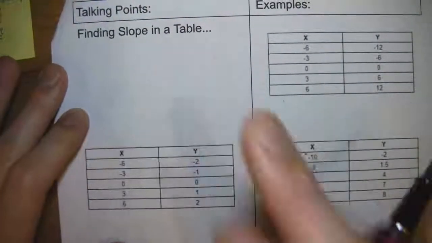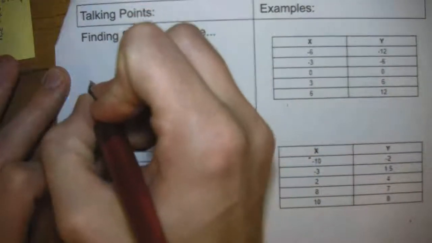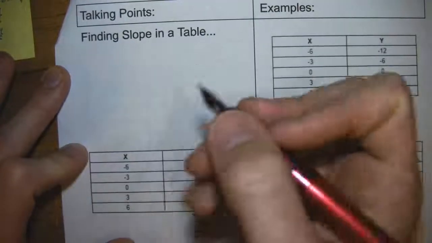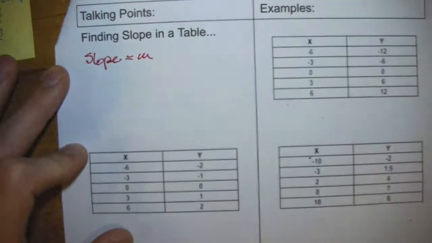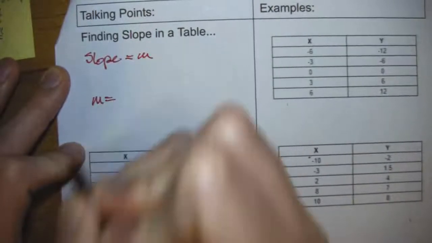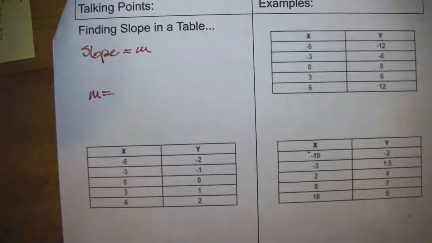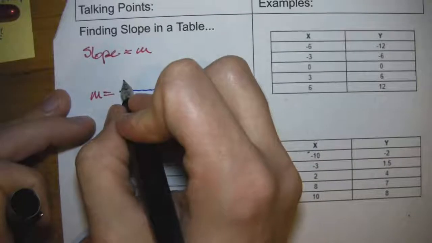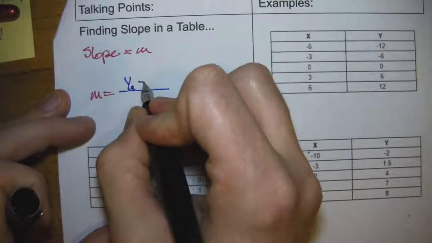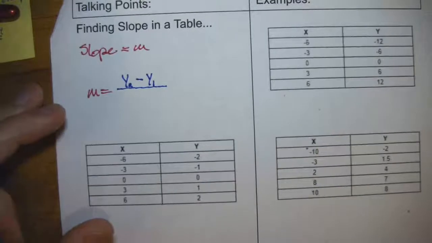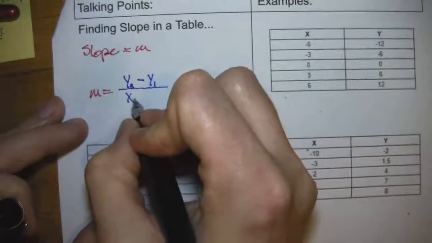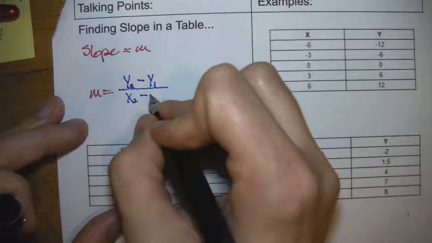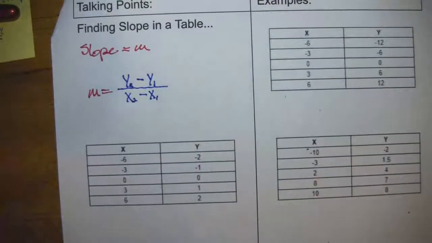When we're finding slope in a table, here's what slope's going to be. Slope, I'm going to represent it as the variable m. I don't know why it's done this way, but it is. So m equals, all right, write this down. Slope equals, on the top of this fraction, y2 minus y1, over x2 minus x1. All right, and here's what that means.